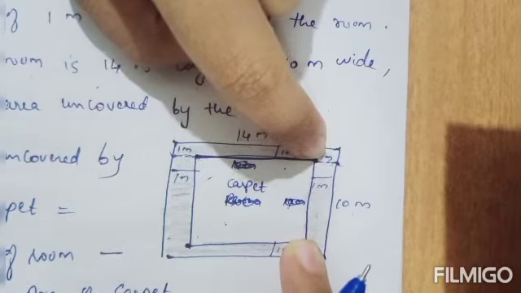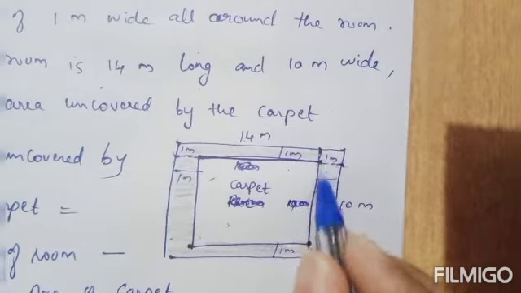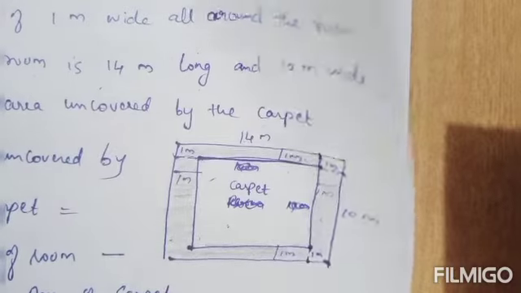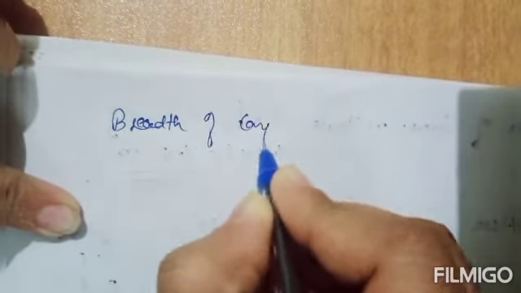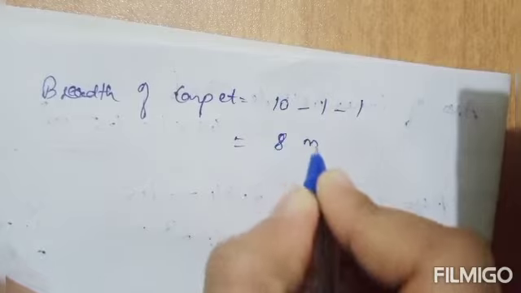Okay, so remaining is the breadth of the carpet. So this distance will be 10 minus 1 minus 1. Okay, so breadth of carpet, it will be 10 minus 1 minus 1, you will get 8 meter.